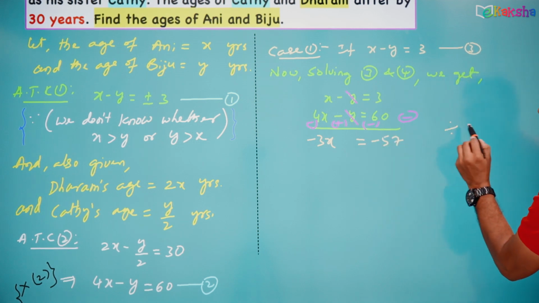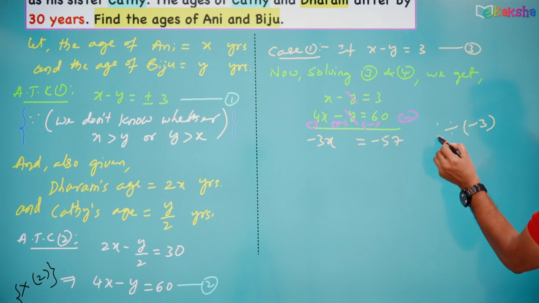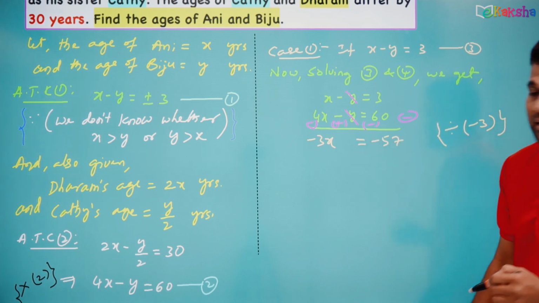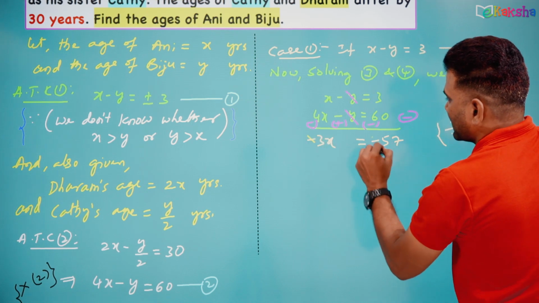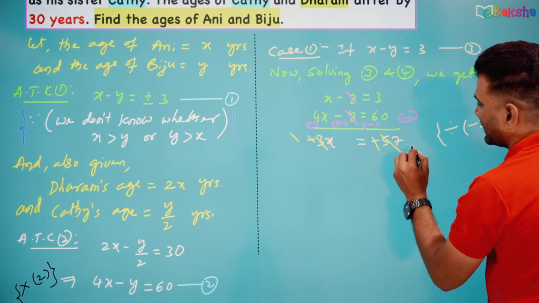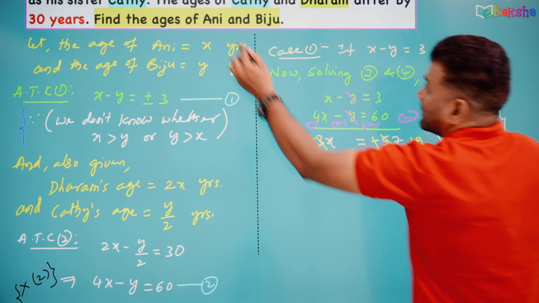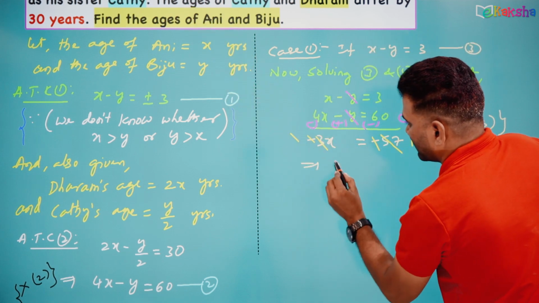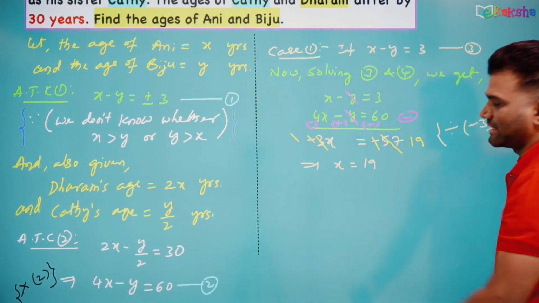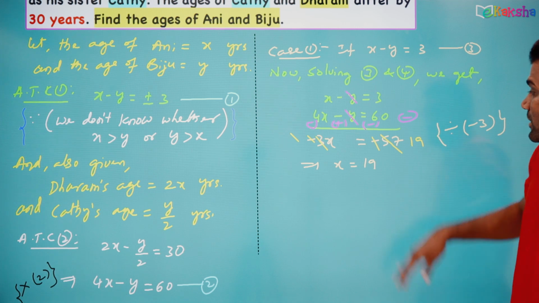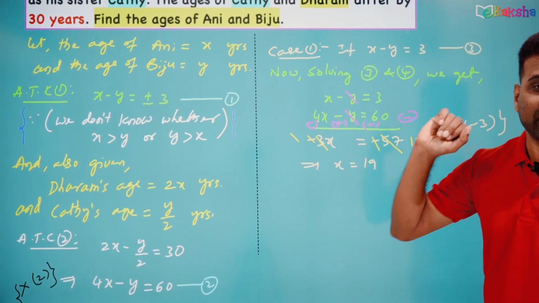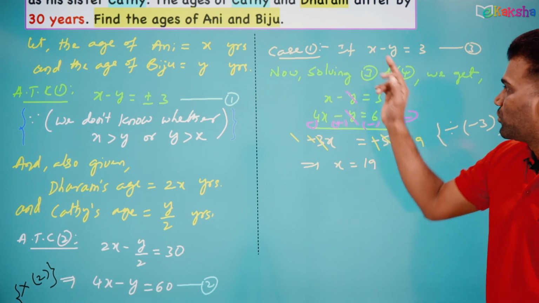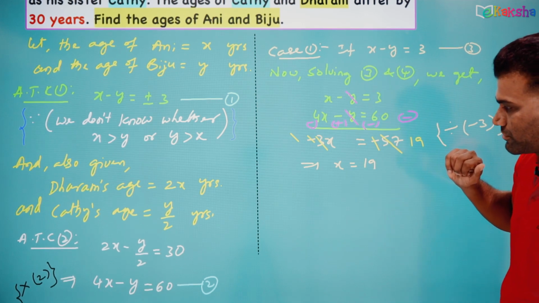Again, on both sides we can divide by negative 3 because both are multiples of 3. Here negative and negative get cancelled, 3 ones are 3, 3 nineteens are 57. Then we have x is equal to 19. We have got the x value. Now on putting this x value in equation 2 or equation 3, we will get the y value. Which one is easier to substitute in?